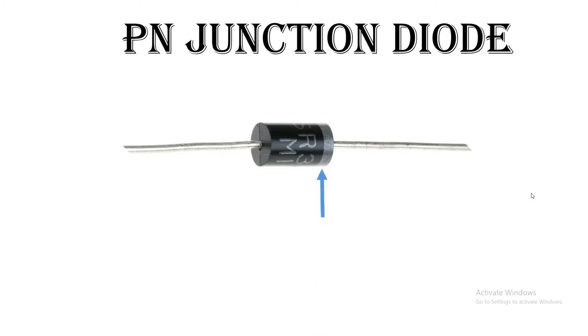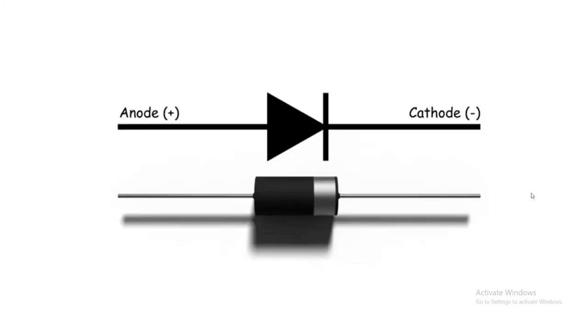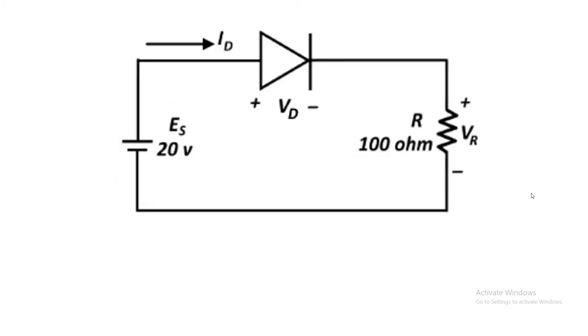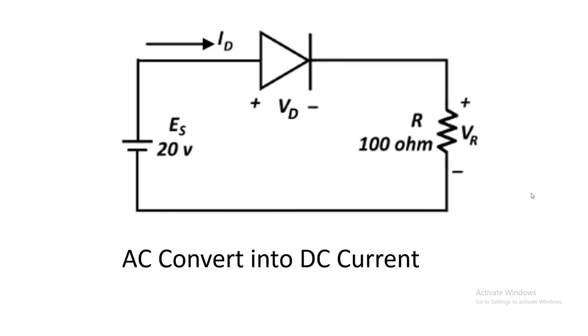Here you can see there's one sign which indicates the negative side, while the other side is positive, meaning there are two terminals. The symbol of this diode is looking like this. The one side is called anode, while the negative side is called cathode. So here you can see we are using this diode in the circuit like this. This diode converts the AC current into DC current, and this diode is also blocking the DC current at one side, but it allows the DC current at the other side.